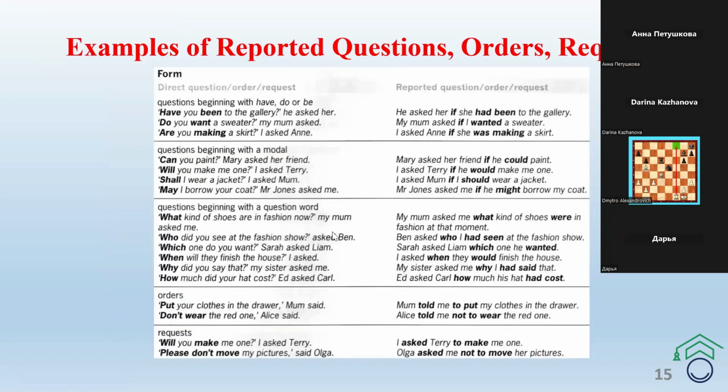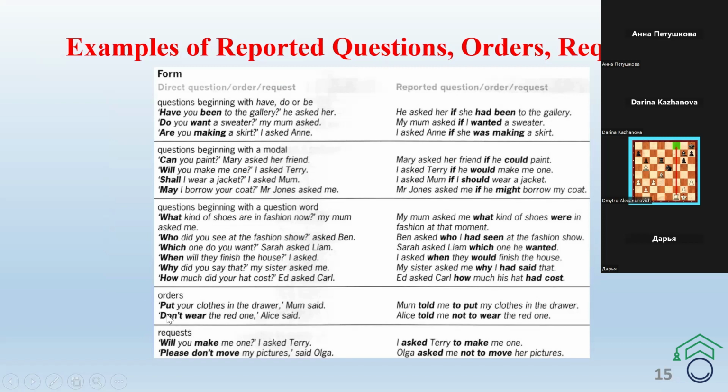So, here are the examples of questions. If the questions begin with auxiliaries, have you been to the gallery? He asked if she had been. Do you want? Mom asked if I wanted. When the questions begin with modal verbs, we also use if or whether. In fact, you see that if is more common than whether. When the questions start with question words, then we use them to join the sentences. What kind of shoes are in fashion now? My mom asked me what kind of shoes were in fashion, and we change now into at that moment.